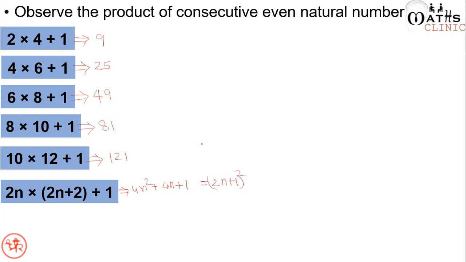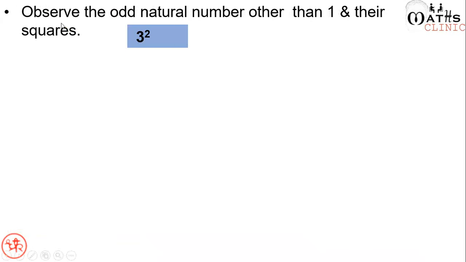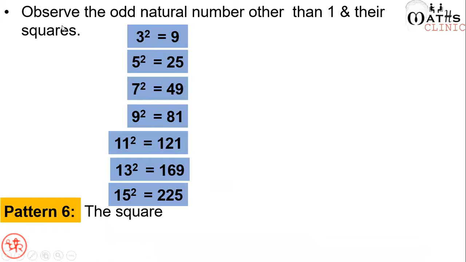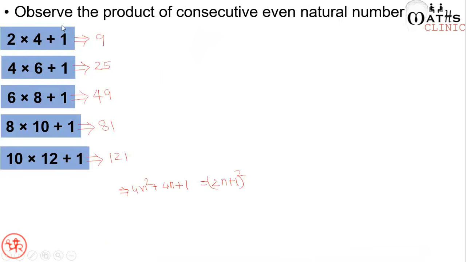Okay. Now look at here, 9. So it is 3 square. This is 25, 5 square. It is 7 square. This is 9 square. This is 11 square. And this is what? Similarly, 2n plus 1 square. Okay. Now tell me.